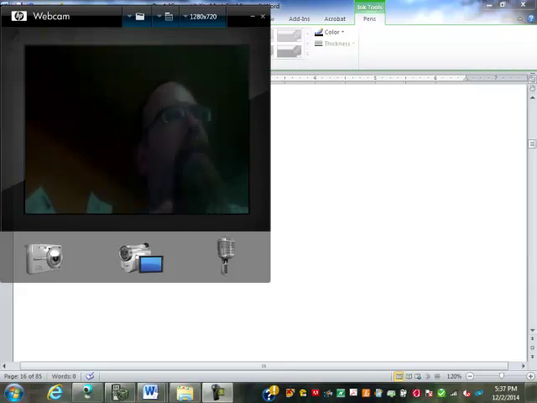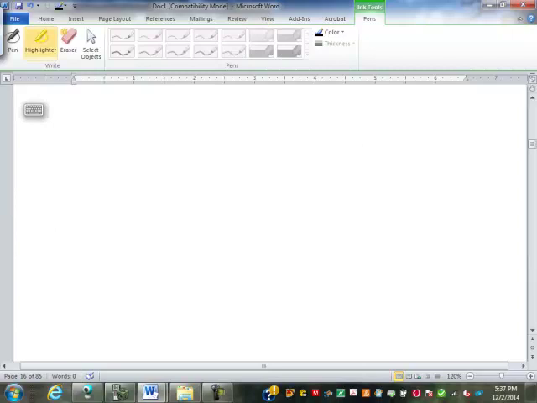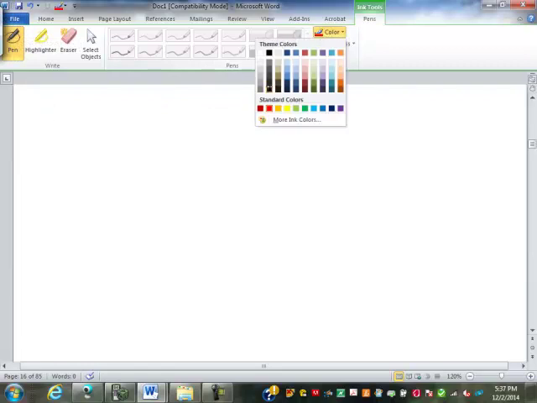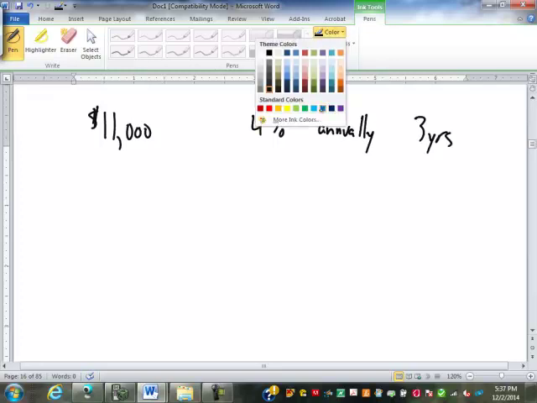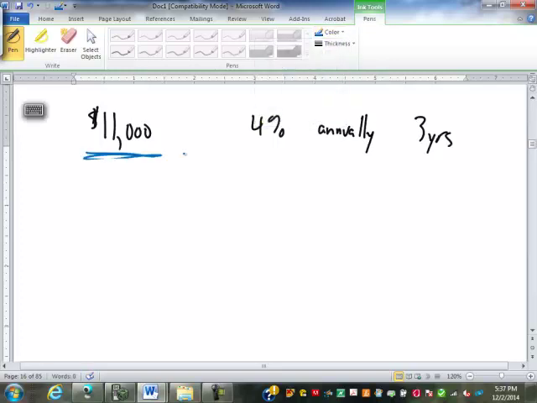And we'll start out with an example from the homework from last week. What was that? $11,000 a year, or what was it? Yeah, $11,000 a year at 4% annually for 3 years. So they're only making one payment of $11,000 each year, and they want to know what they will have at the end of 3 years.